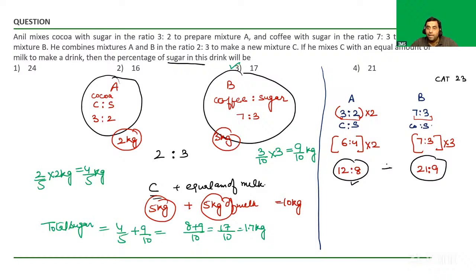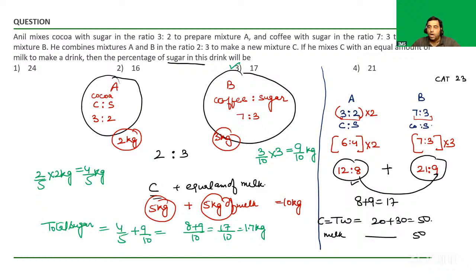Now, if I mix them, can I say the amount of sugar is going to be 8 plus 9, which is 17, while the total weight is going to be 20 plus 30, which is 50. And now I have added an equal amount of milk into this. So this is C, basically the total. So milk added is equal, meaning 50. Therefore the total volume will come out to be 100. And in that we have sugar as 17, which is 17%, and hence my answer.